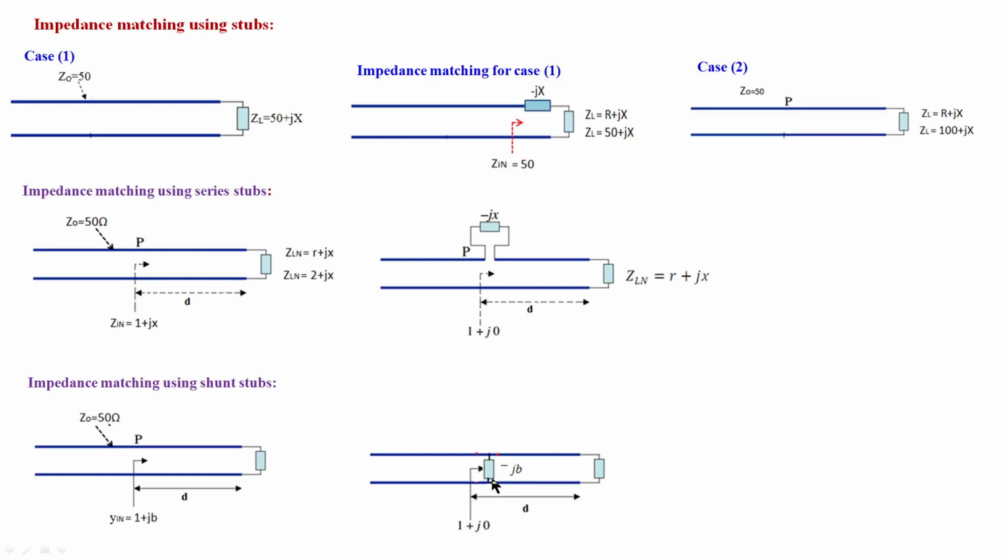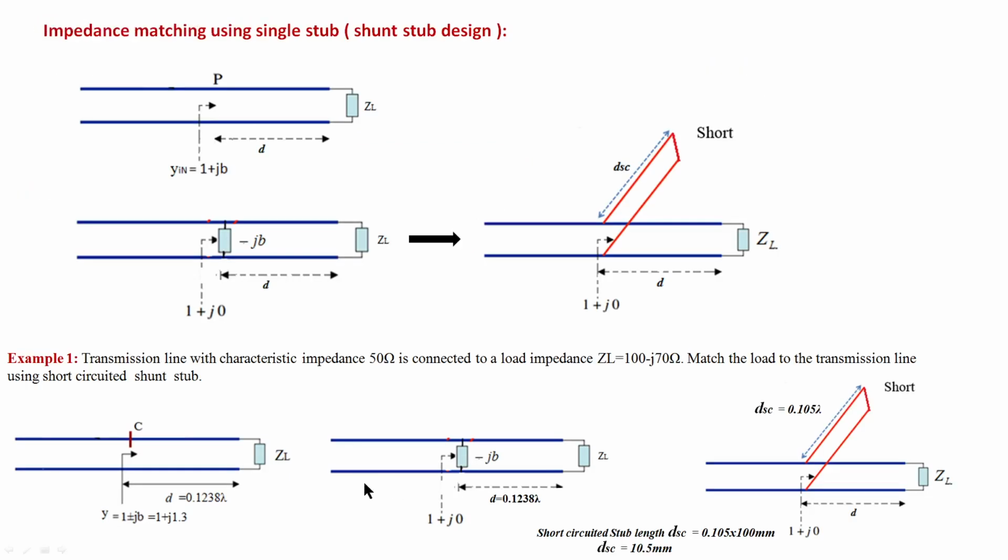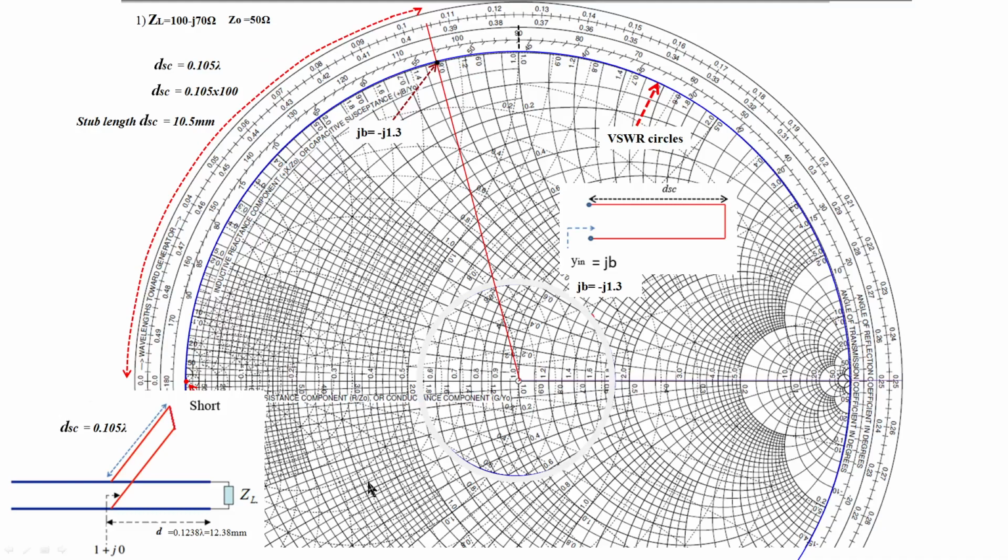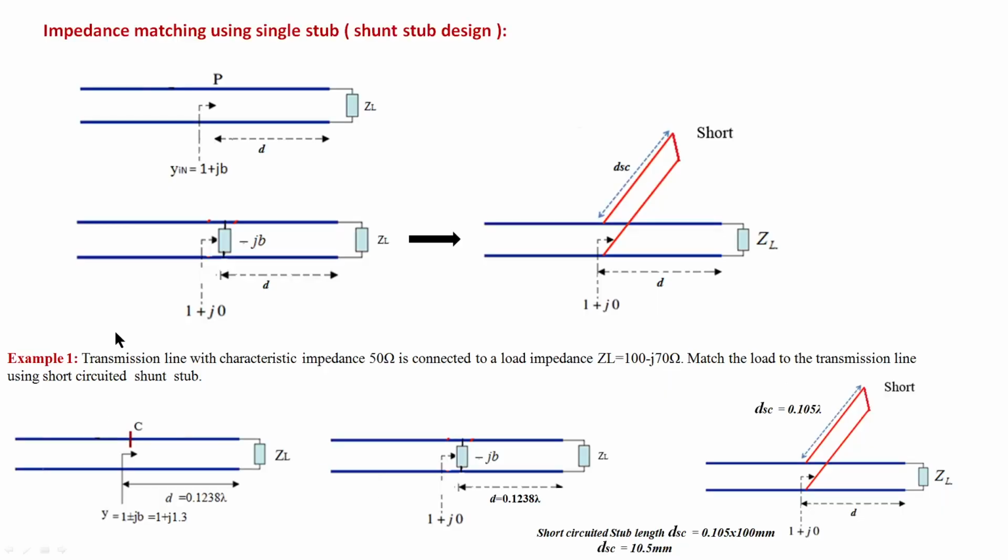So maximum power will be delivered to the load. The wave comes here, there is a match, and it will deliver power here. That is what we were doing in the earlier class. A single element connected like this gives the impedance match. And one problem we discussed in the earlier class.